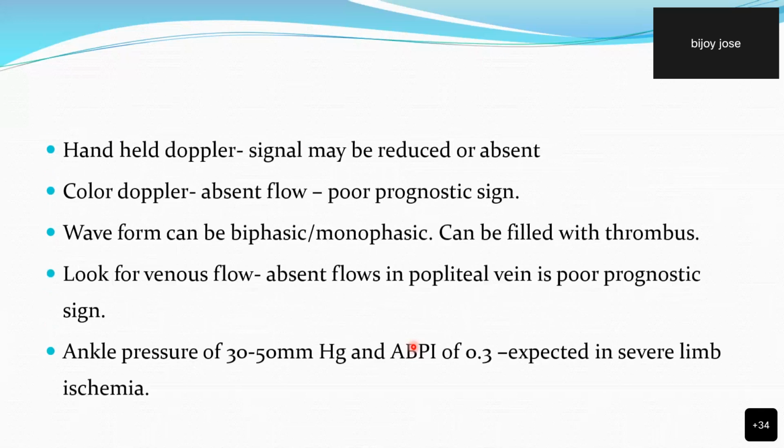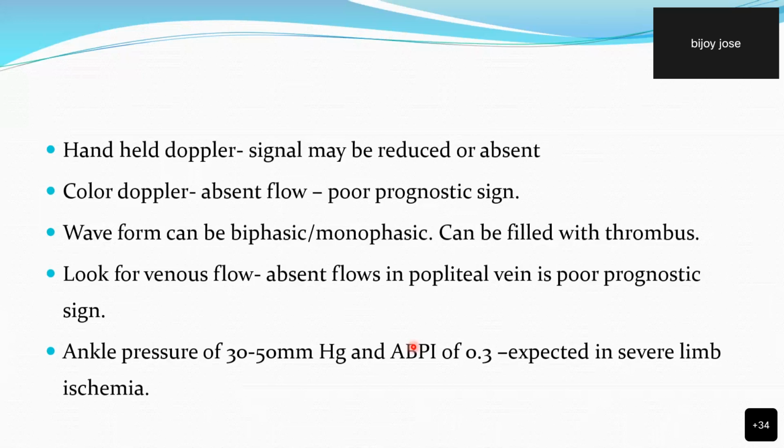In clinical examination itself, we can use a handheld Doppler, and a signal may be present or may be absent. So if a patient presents with limb ischemia and you are trying to elicit any signal distal to the occlusion, and if there is a mild signal, that means there is some flow and the limb viability is going to be better. And if there is no signal at all, that means it's a complete occlusion distal to that.